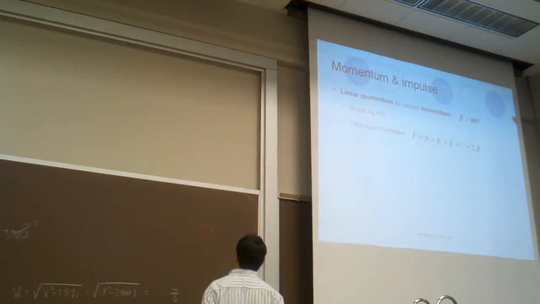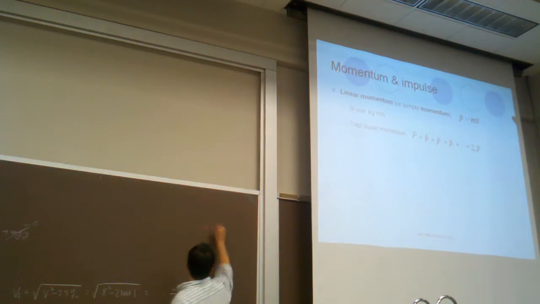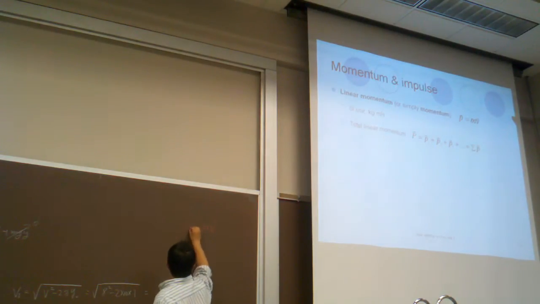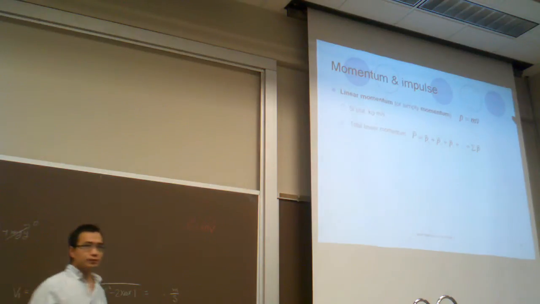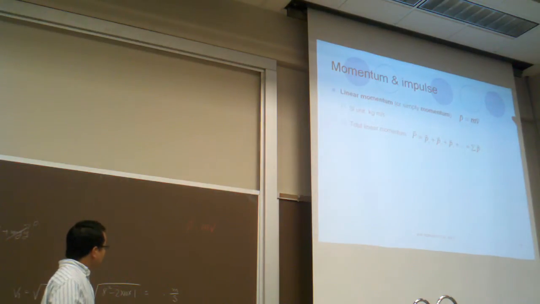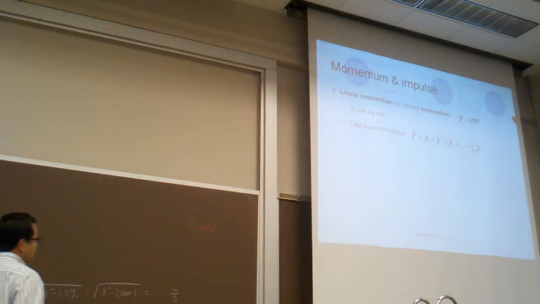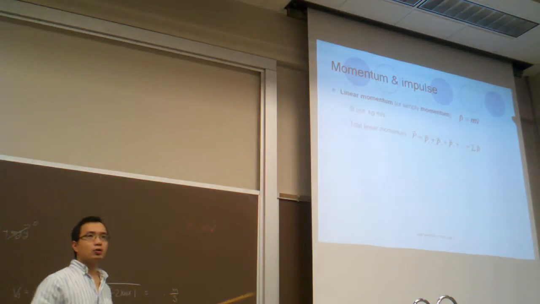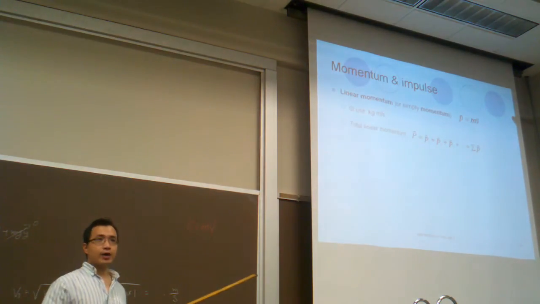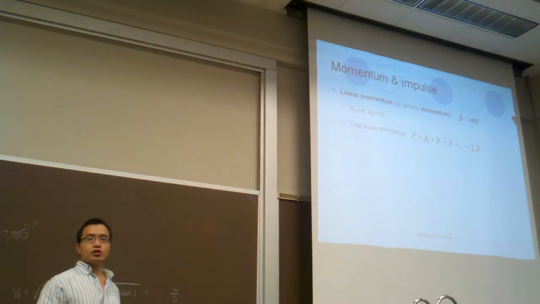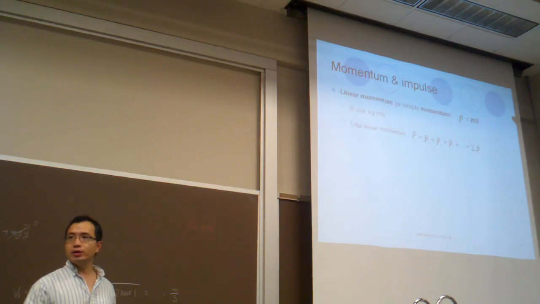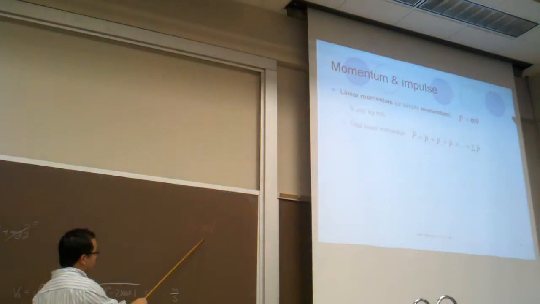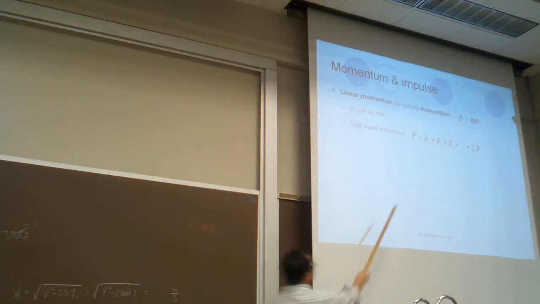And since the velocity is a vector, the linear momentum actually is also a vector. It has a direction. And of course, this is for one particle. If you have several particles, each of them has their own velocity, so you can calculate the momentum for each particle and then add them together.